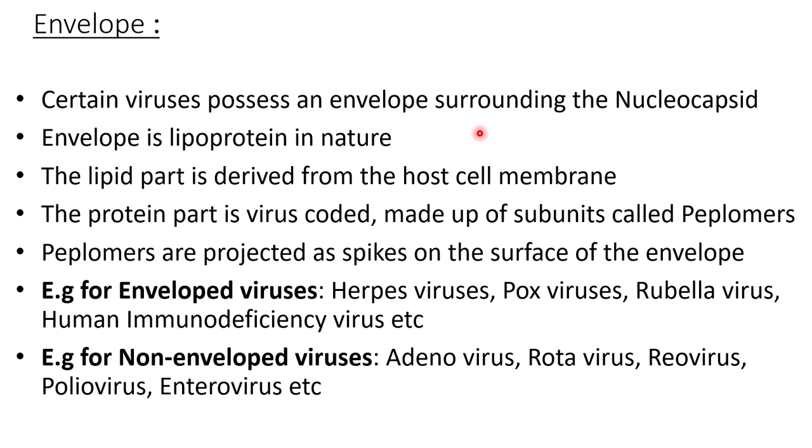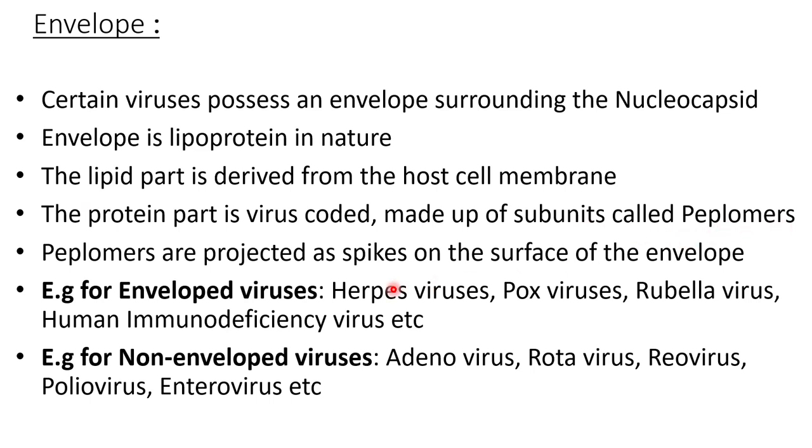So basically this envelope is lipoprotein in nature. It contains a lipid part and a protein part. The lipid part of this envelope is derived from the host cell membrane. After invading the host cell, it acquires the lipid part from the host cell membrane, and the protein part is virus coded, which is made up of subunits called peplomers or glycoproteins.